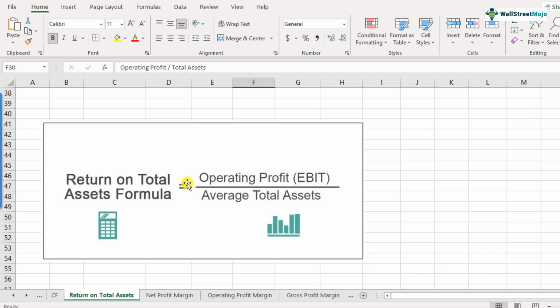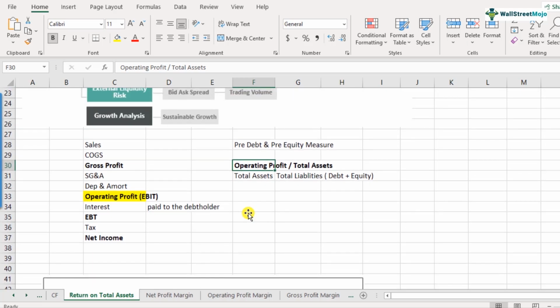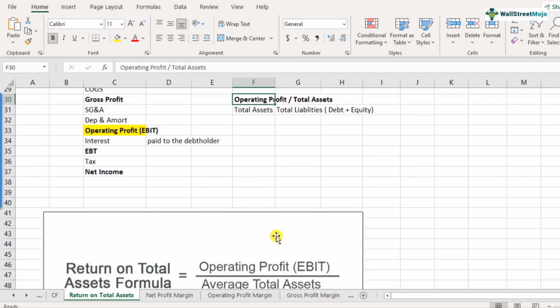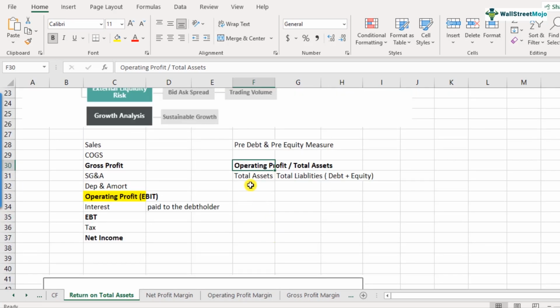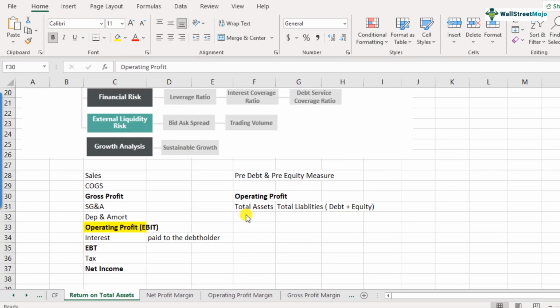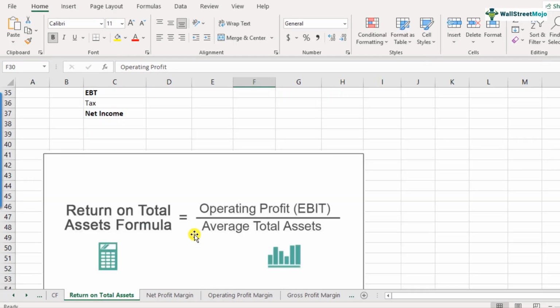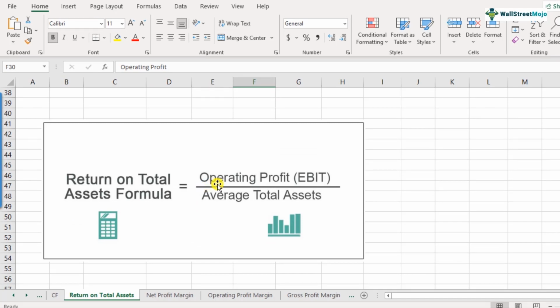If you consider this formula, it's fairly straightforward, but the important thing to note is why we take operating profit. Operating profit being a pre-equity and a pre-debt measure, that's the most suitable type of profit that we should take with respect to the total assets. So when we look at the final formula, in the numerator, as we discussed, is the operating profit, and in the denominator is total assets. But here we take the average of the total assets.